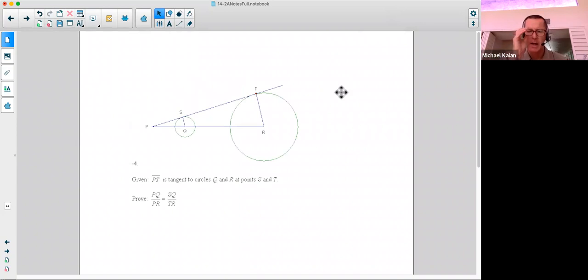This one I love. This is a good proof. Think about how you would solve this and what it would mean if you're proving that proportion that's listed there. Okay, so give it a shot and go ahead and write it out.